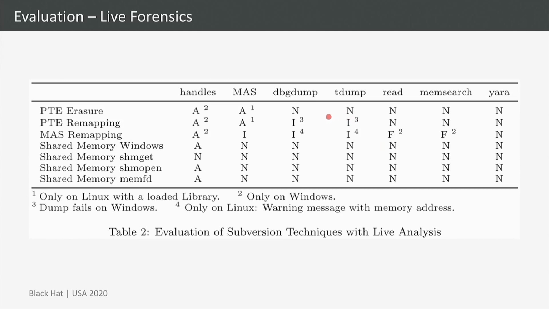We tried dumping the process address space with GDB, with WinDbg, and also used Process Explorer and gcore, but our malicious content wasn't in those dumps. But at least in some cases there were errors pointing out that something seemed to be wrong with some of the addresses. So there were some indicators, but the actual memory content was only detected in those two cases for MAS remapping and not in the other cases. And also to mention, the shared memory scenario with shmget on Linux was not detected at all, in any way, by any of those plugins or tools.